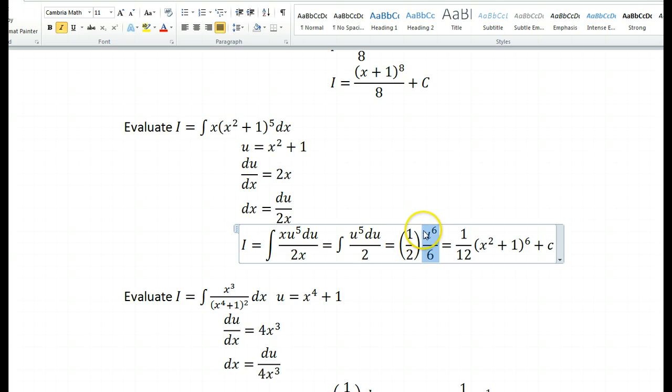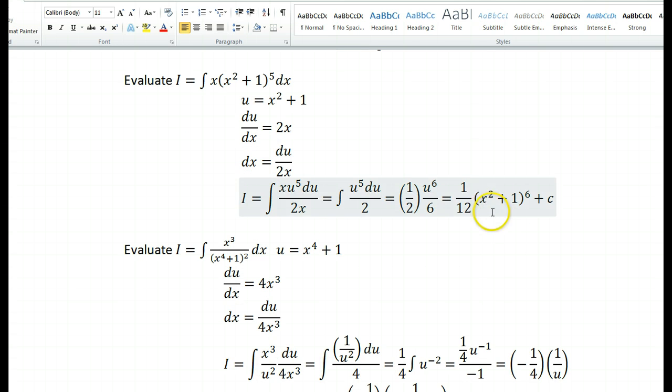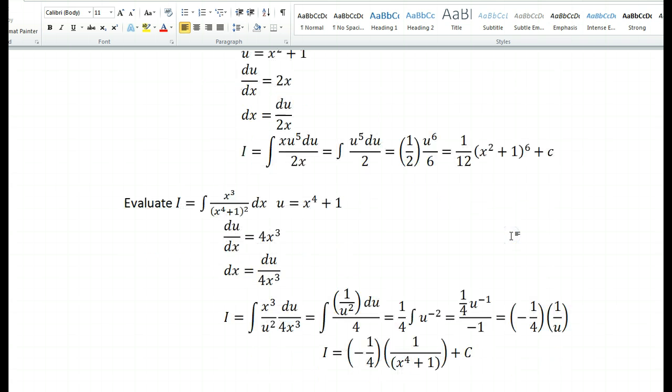Now we are literally done except that we need to plug back in for u. So what is u? u is equal to x squared plus 1. So you plug that in up here, you get x squared plus 1 to the power 6. And then this 6 and this 2 will join and you get a 12. So 1/12 (x squared plus 1) to the power 6 plus c. Now that's the answer, everything in x. Now let's do one more example.